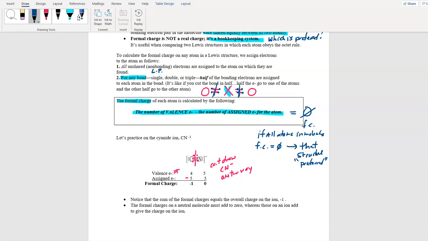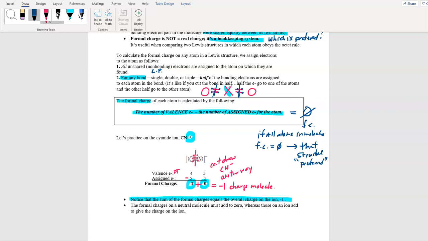So notice, the sum of the formal charge equals the overall charge. So this is very key right here that you're seeing this. Remember, cyanide is CN -1. Notice this. -1 plus 0 equals that charge. They have to equal the charge that's on the molecule. So whatever all these equal, it has to equal the charge on that molecule.